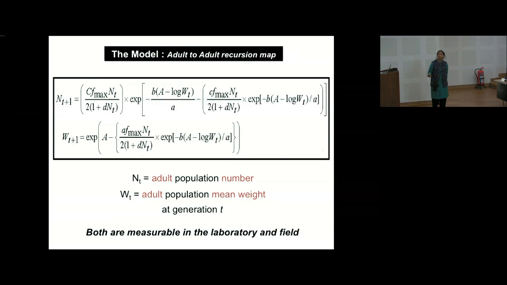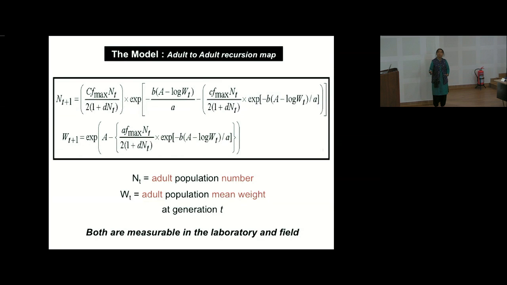So here what we have done is, now we have only two equations, though they are coupled, like this equation has W and the W equation has N. So they are coupled. It's a discrete equation because this is an insect with non-overlapping generations. So these are two coupled discrete equations. So if you are looking for complex models, look at this. It's a discrete model, but at the same time it's coupled discrete equations. And these two variables are adult population number and adult population mean weight.